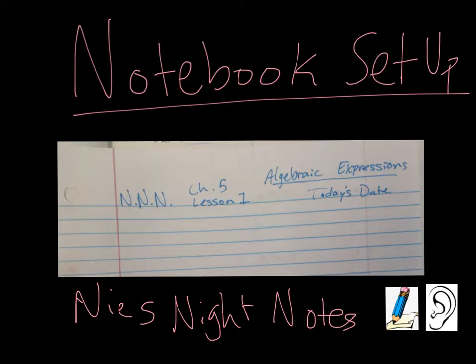So we start off with the NNN, then we have our Chapter 5, Lesson 1. Help yourself remember those so you know exactly what lesson we're studying when you go back. Then the title of ours is Algebraic Expressions, and then please put today's date in the top corner. So before we keep moving forward, make sure your notebook is set up with the notes label, what lesson it is, the title, and then today's date.